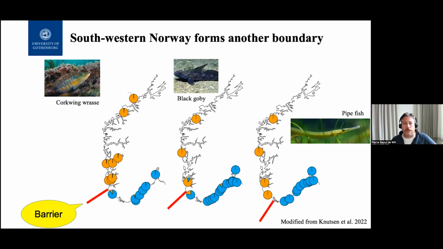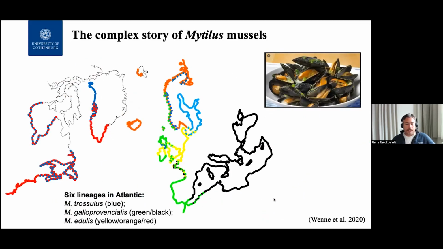So now I'm done talking about fish. I'm going to talk about mussels instead. So in mussels, the story is quite complicated. Here's a recent paper showing in color the different mussel lineages that we have in the North Atlantic. And there are at least 6 different mussel lineages that exist here in the Atlantic. So different populations, or even different species, if you will, although they do hybridize with each other.